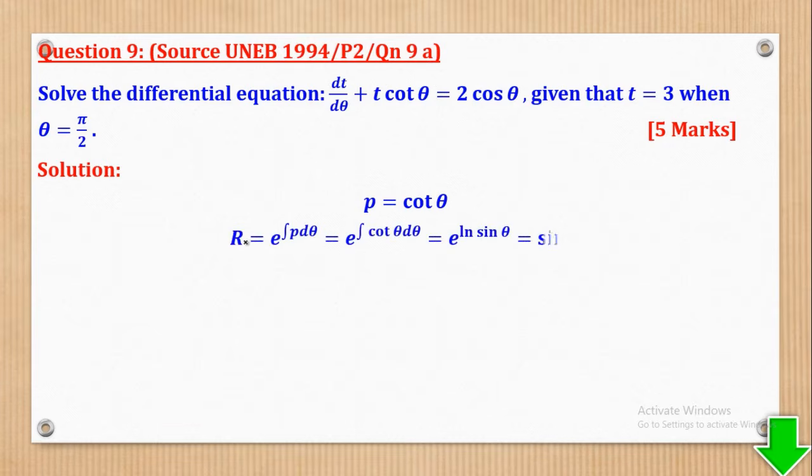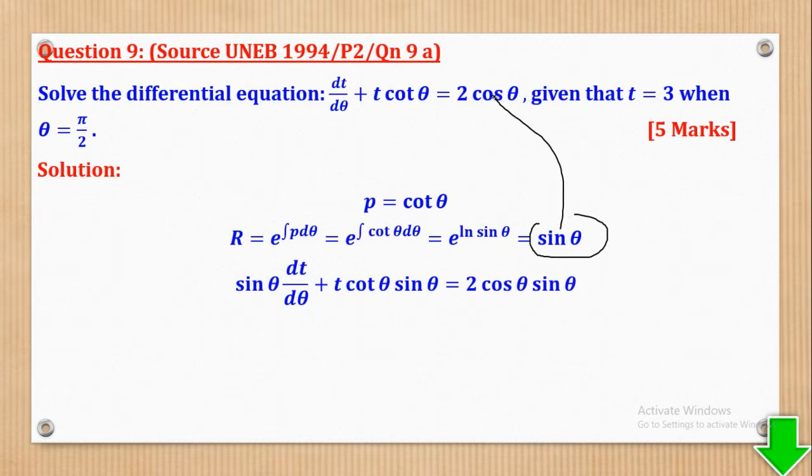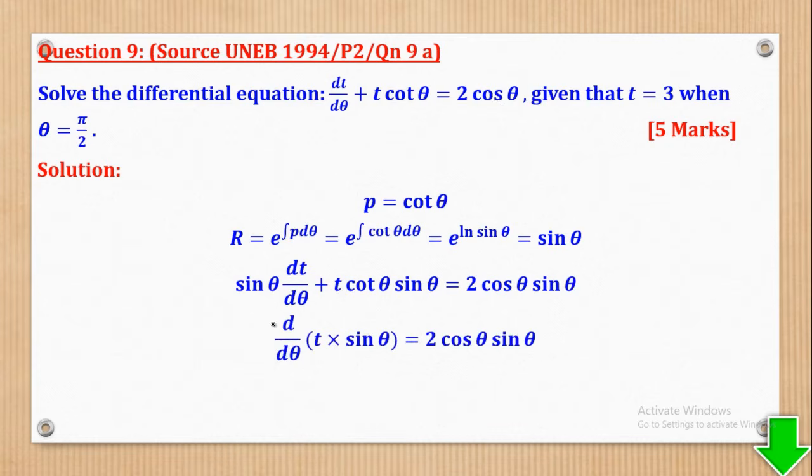Therefore, r, the integrating factor, will be equal to exponential of the integral of cot theta d theta, and this integral is equal to ln sin theta. Therefore, this cancels, you remain with sin theta. Then next we shall go to step 2. We have to multiply this one throughout this differential equation to come up with this line. Then next is step 3, where I would say that d/d theta of t times the integrating factor is equal to what is on this right hand side, which is that.